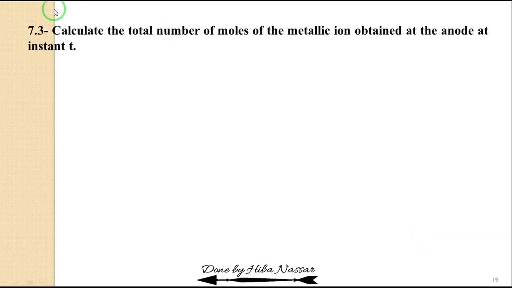Now 7.3: calculate the total number of moles of the metallic ion, which is Pb2+, obtained at the anode at the same instant.